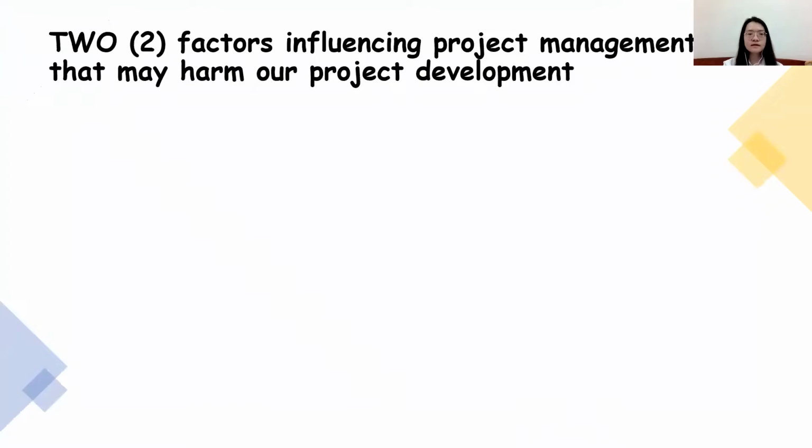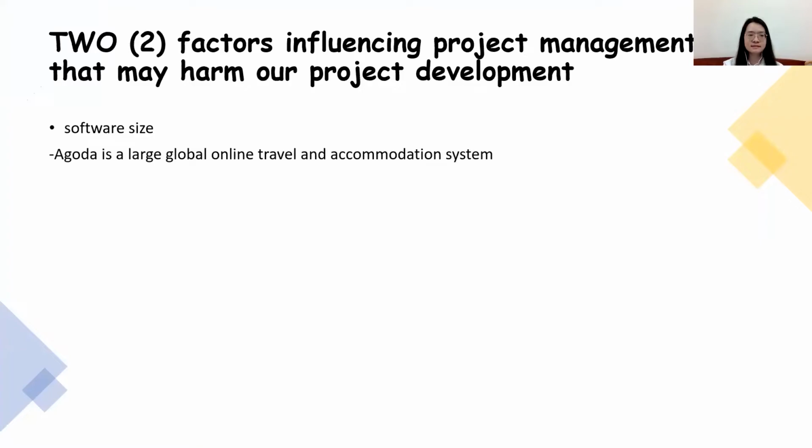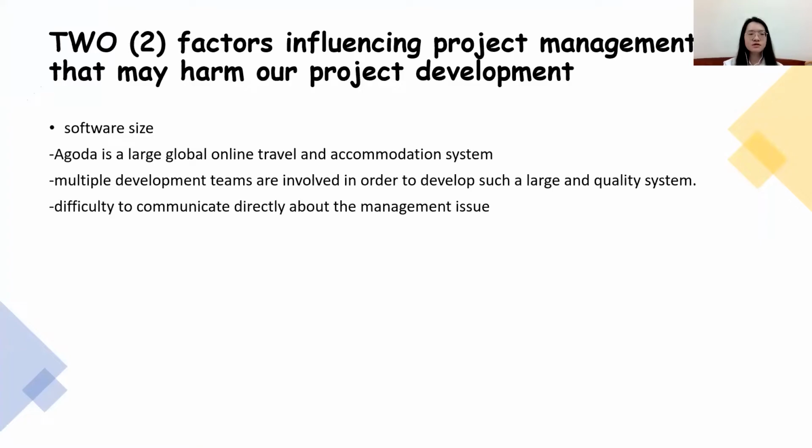The two factors influencing project management that may harm our project development are software size and organizational culture. Agoda is a large global online travel and accommodation system. Multiple development teams are involved in order to develop such a large and quality system. It is difficult to communicate directly about management issues.